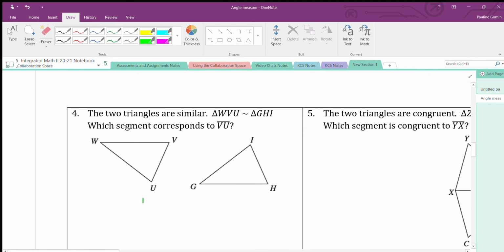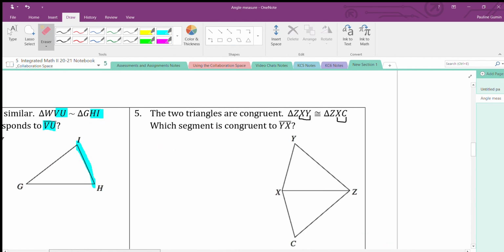Same idea for number 4. This time we have VU. So we have a VU, that's the second 2 letters, so HI. So it's this side and this side. Now, visually, maybe you can see it. Maybe you can assume it. No. No assuming. Just looking at the names.